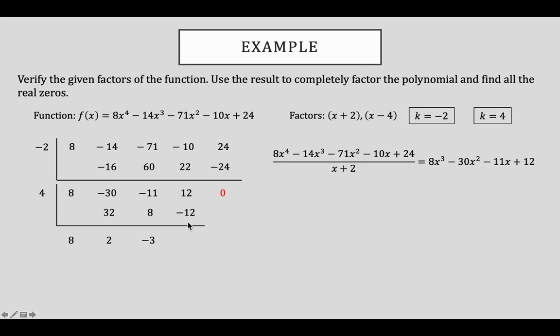And a 12 plus a negative 12 gives me 0 for my remainder. Again, getting 0 for our remainder, according to the remainder theorem, proves that x minus 4 is indeed a factor.